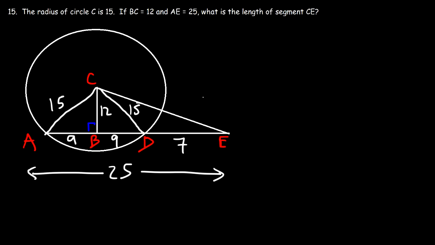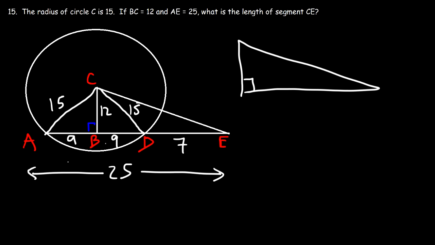So now we can calculate CE. So let's draw this triangle. This is C, B, and this is E. So CB is 12. BE is going to be 9 plus 7, which is 16. So now we need to calculate the hypotenuse, which I'm going to call x.